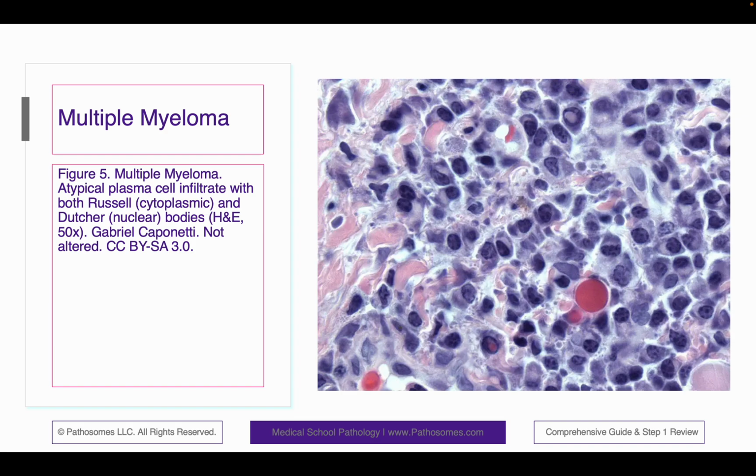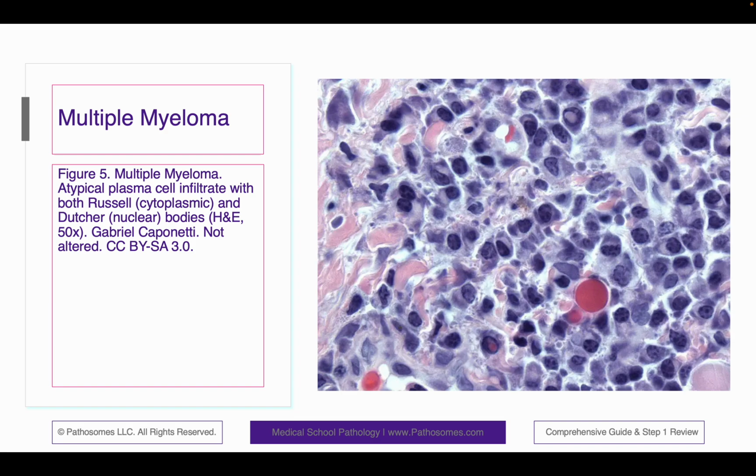What are Dutcher bodies? Dutcher bodies are nuclear inclusions in malignant plasma cells. You can see them here. If you look near the top, that pale purplish circle in the blue nucleus, go a little bit down and a little bit to the right, there's a very prominent one right there. Now, what are Russell bodies?